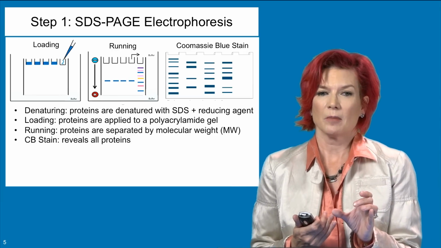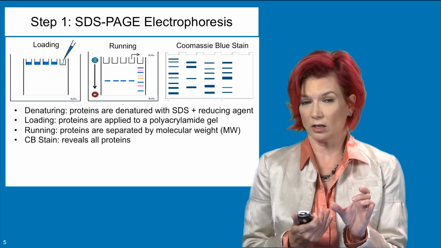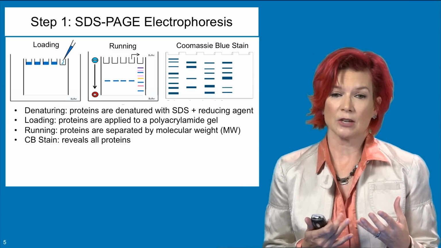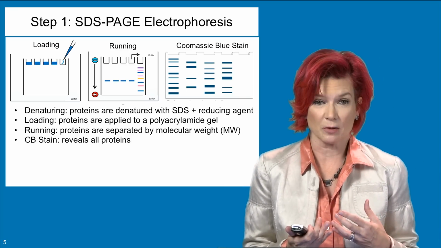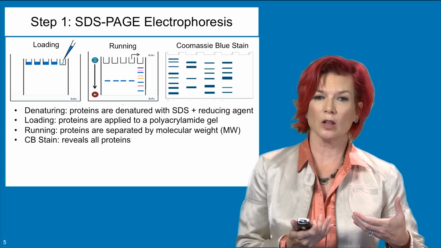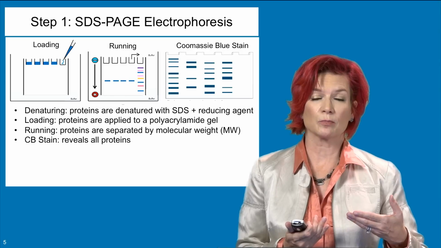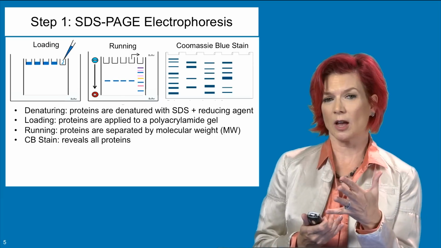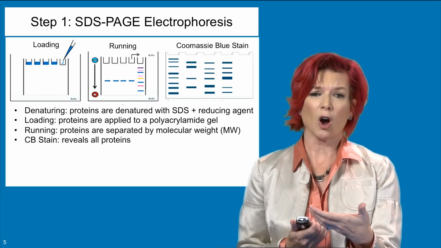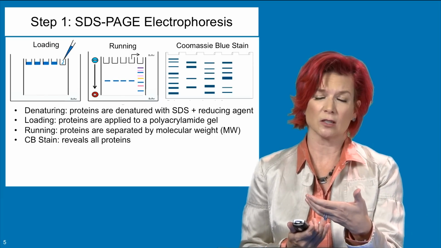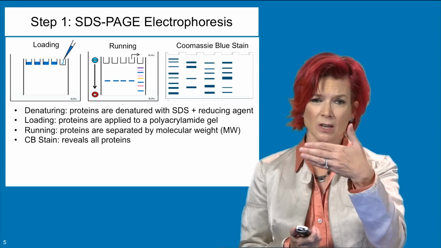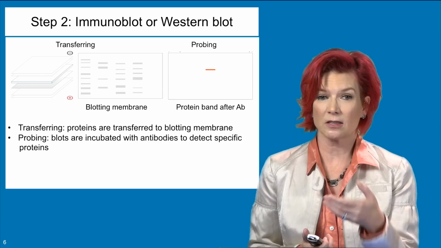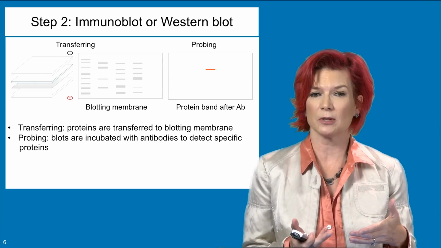Usually they're analyzed by SDS polyacrylamide gel electrophoresis, which is a process in which proteins are denatured and reduced using a reducing agent like beta-mercaptoethanol. They're applied to a polyacrylamide gel, which separates proteins using electrophoresis based on molecular mass. Then proteins are analyzed by Coomassie blue, which reveals all of the proteins because the stain binds to the polypeptide backbone.